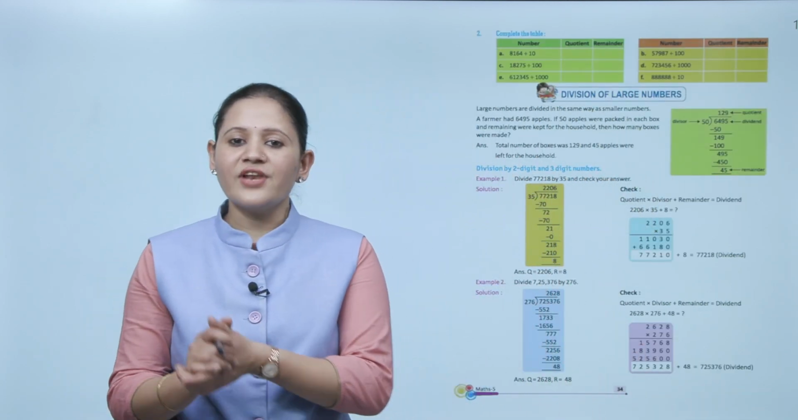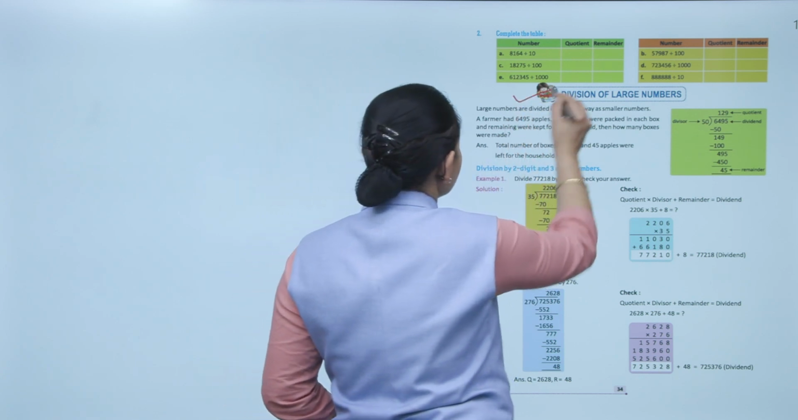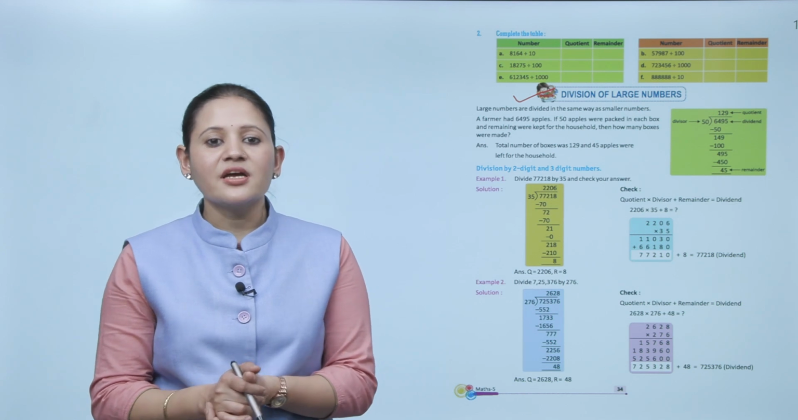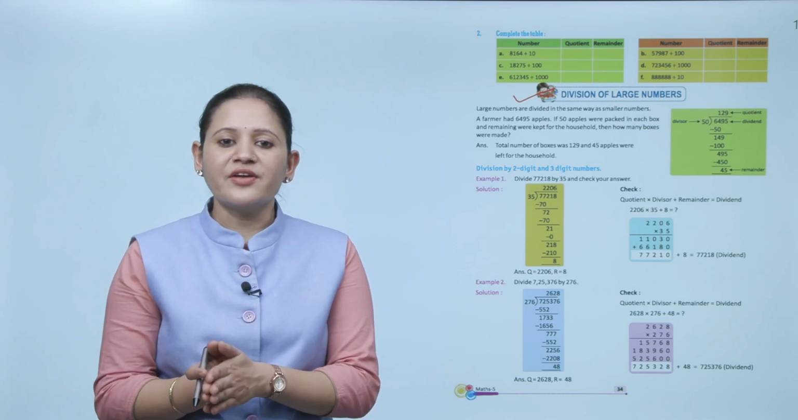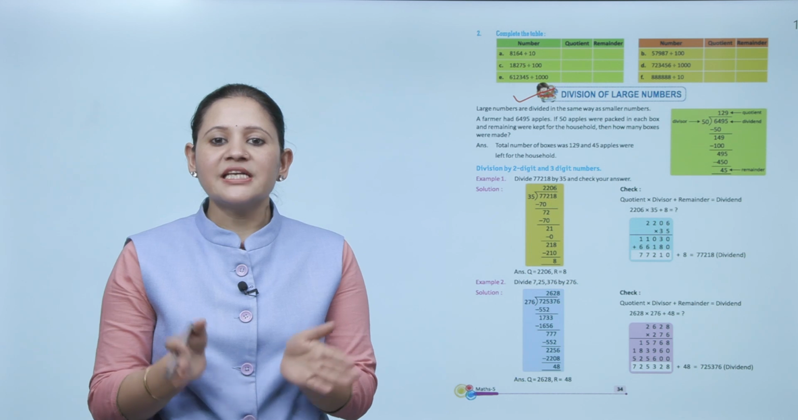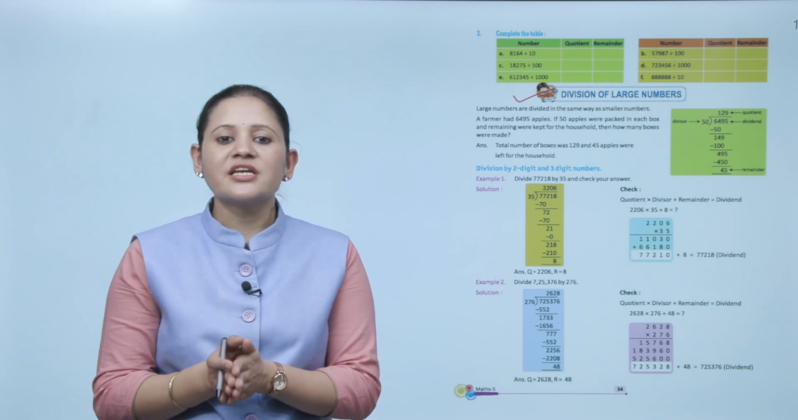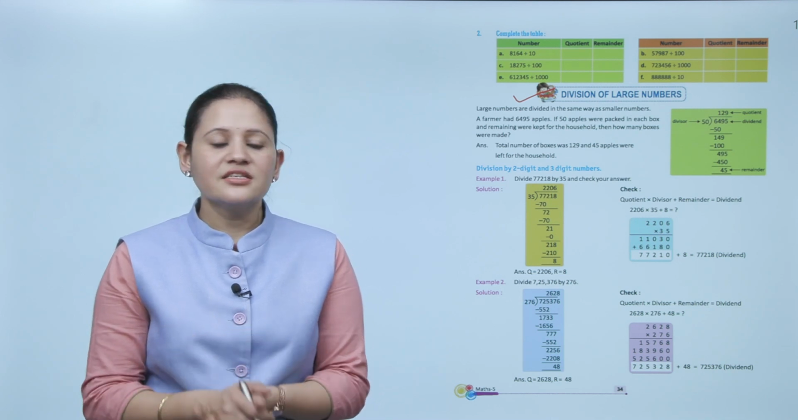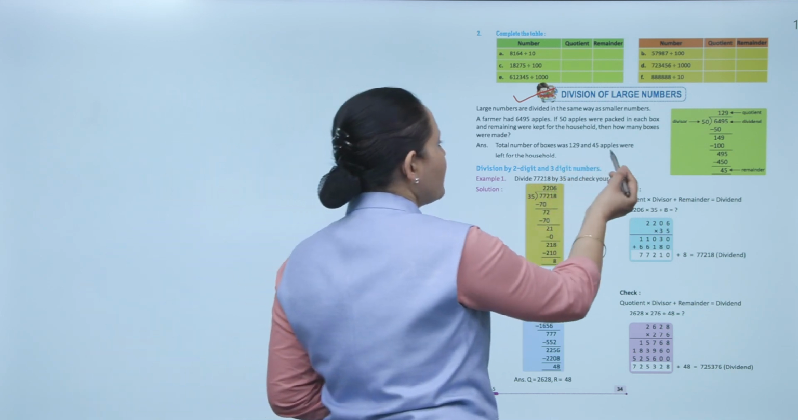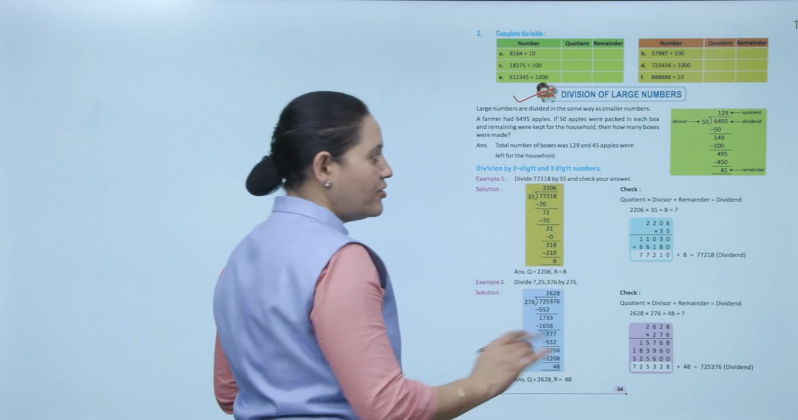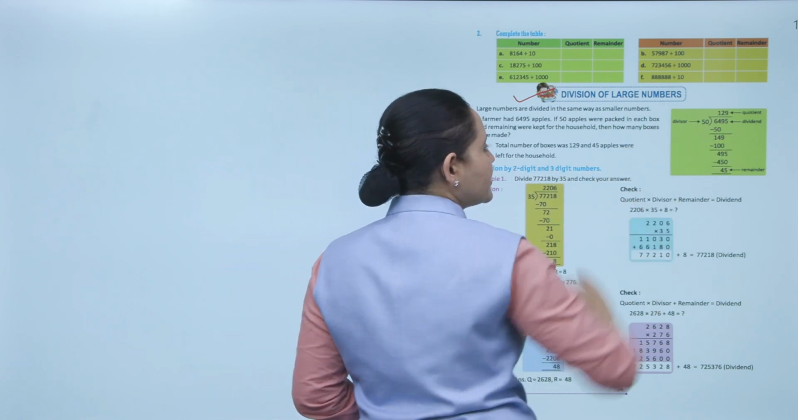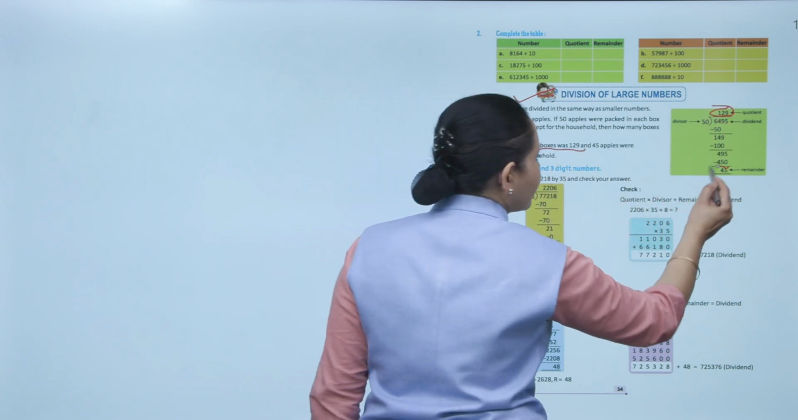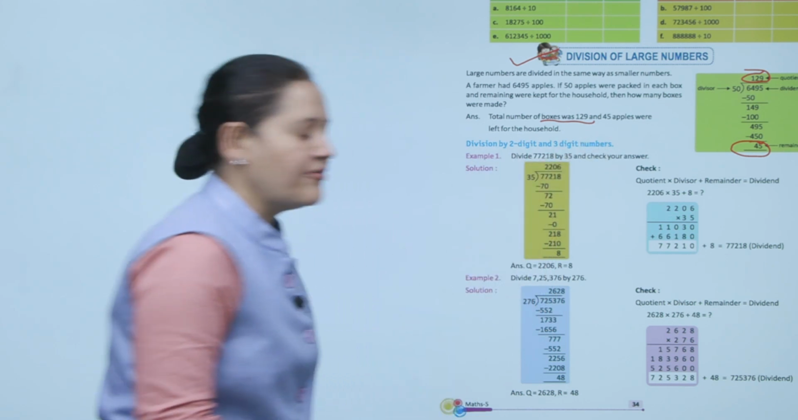Next is division of large numbers. Large numbers are divided in the same way as smaller numbers. A farmer has 6,495 apples. If 50 apples were placed in each box and the remaining were kept for the household, how many boxes were made? Answer: total number of boxes is 129, and 45 apples were left for the household. How? हमने क्या किया, 6495 को 50 से divide किया. The quotient is the number of boxes, and the remainder is the apples left for the household.